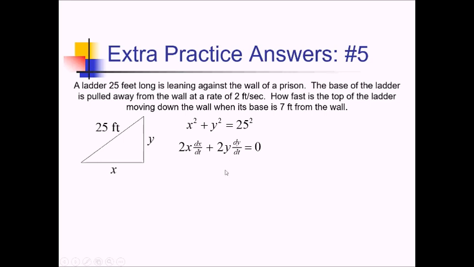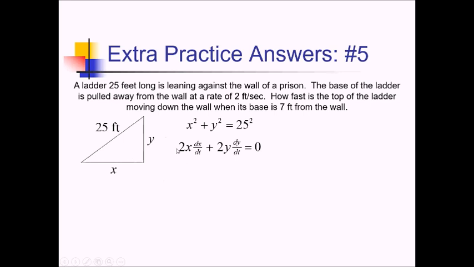And at this point, it's time to plug in some numbers and solve for the missing value. Now, what are we ultimately solving for? We want to know how fast the top of the ladder is moving down the wall. So we want the rate of change of y. That's what we're solving for, which means we need to know x, dx over dt, and y. So for x, well, we're already kind of running into trouble because we don't know. Well, actually, we do know that. They said the base is 7 feet from the wall. So we actually do know that x equals 7.